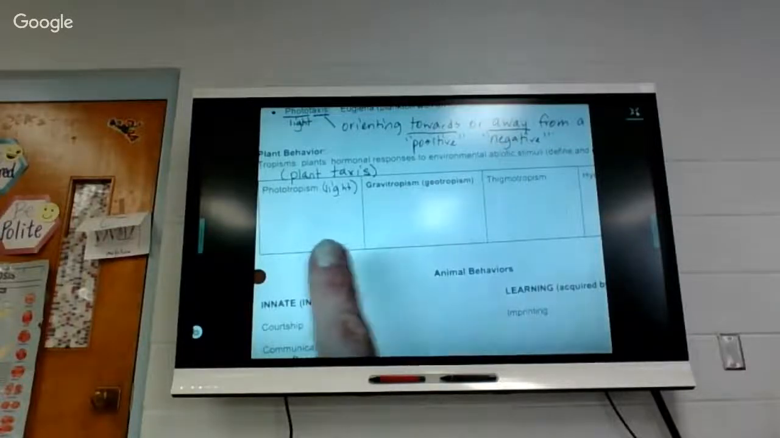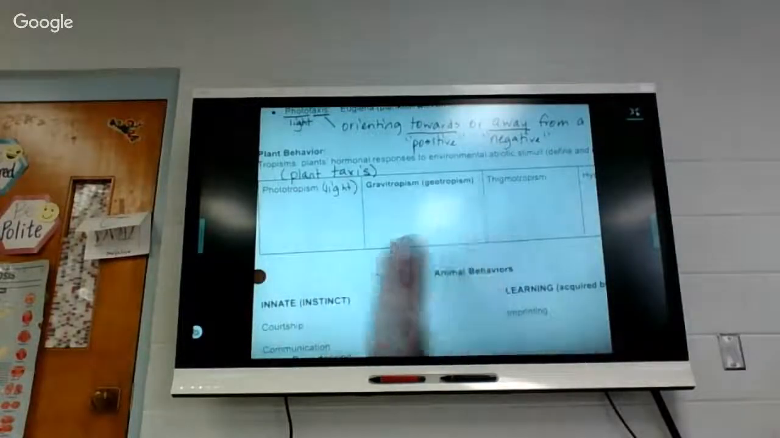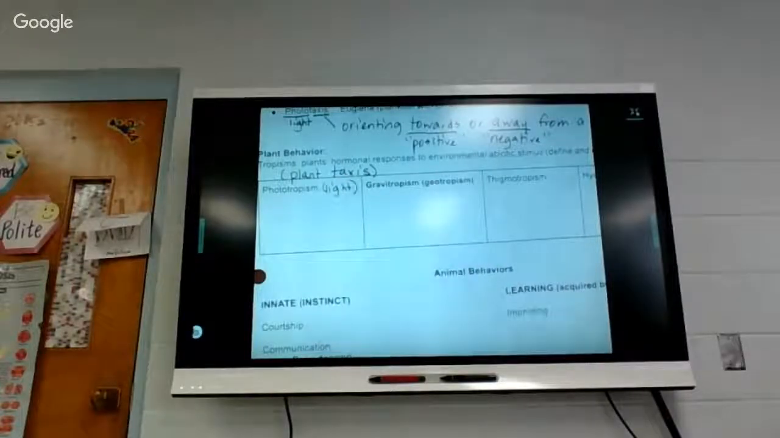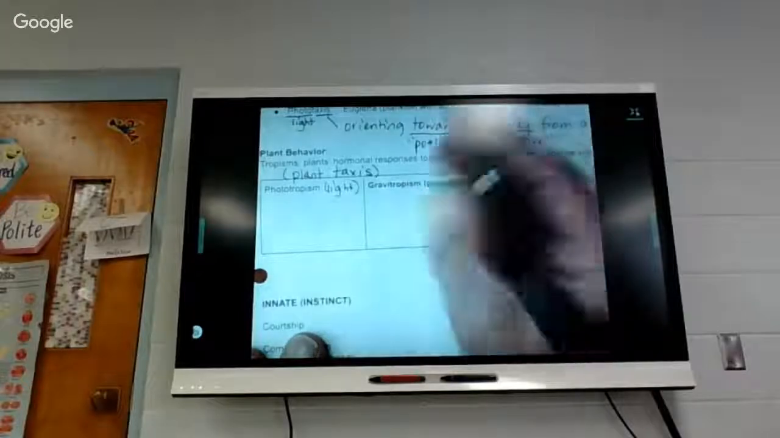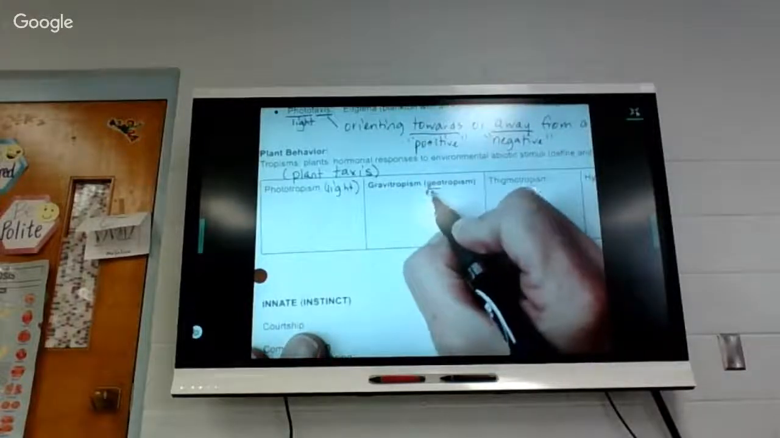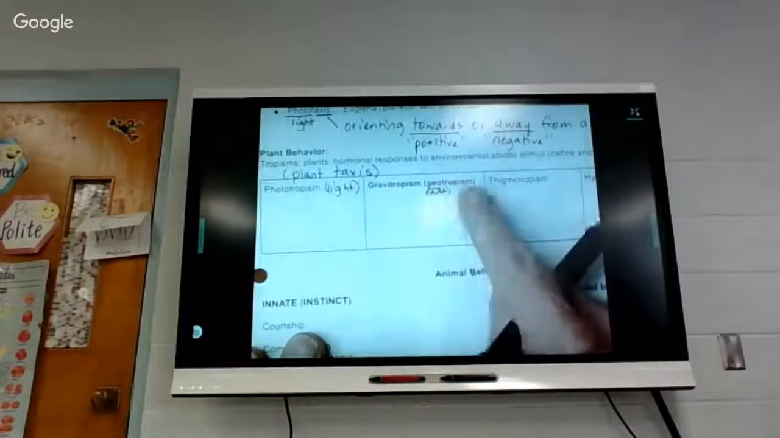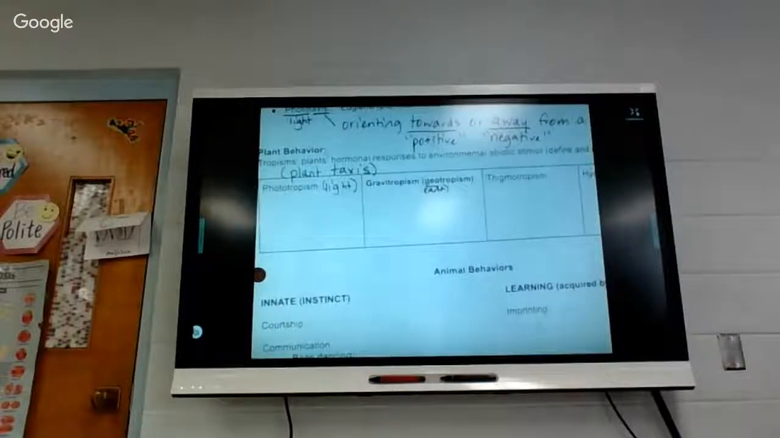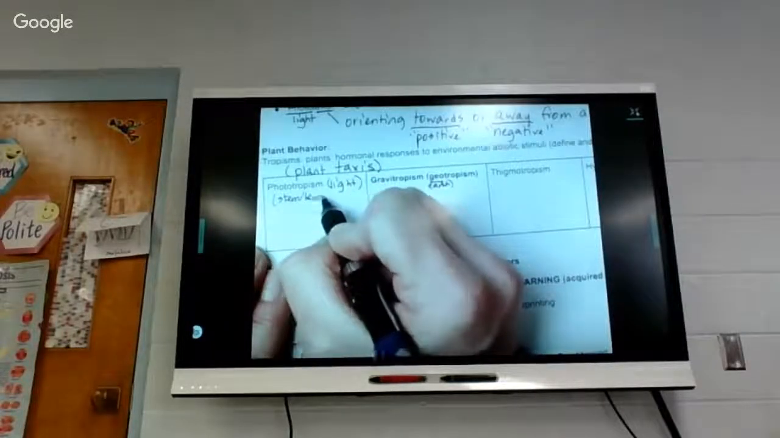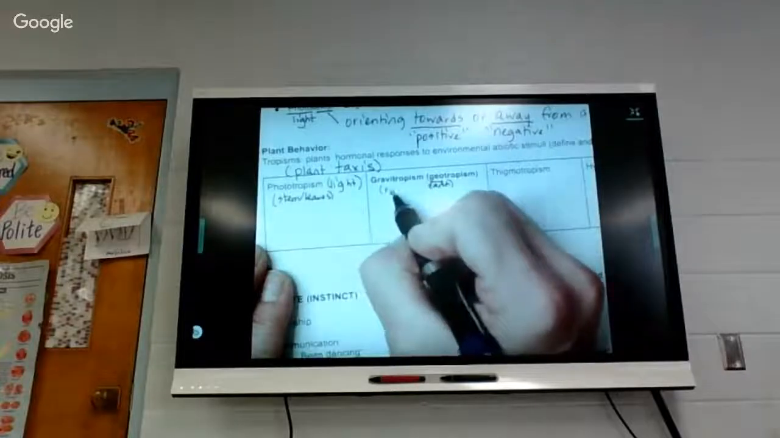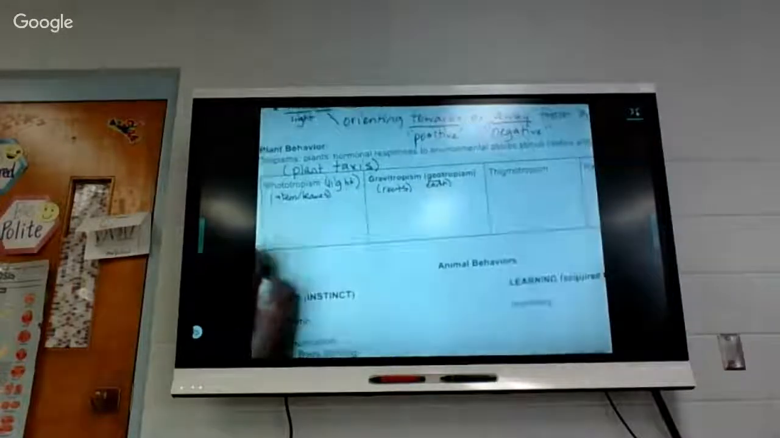Did anybody get this far? Okay, so we'll draw it. Gravitropism, or geo, is like Earth, and gravity from the Earth. So what part of the plant do you think is growing down towards gravity? The roots, right. So if this is the stem with the leaves, these are the roots, and that's what our picture will show.